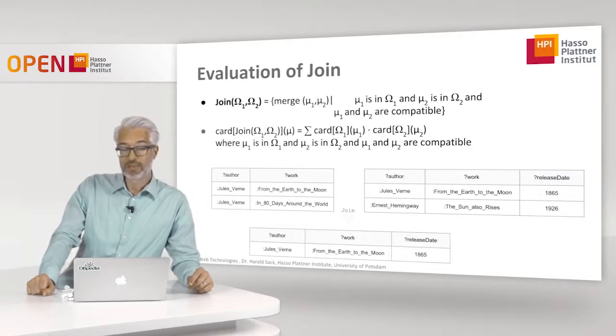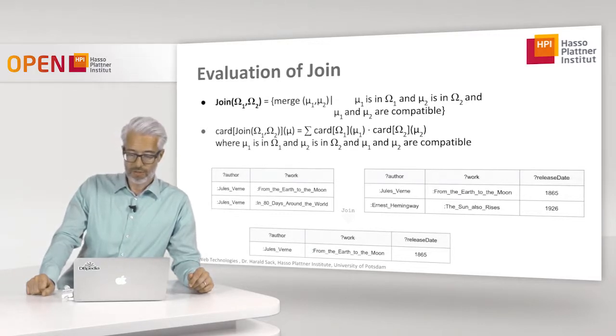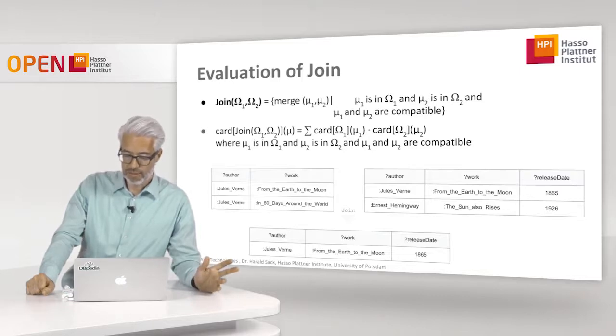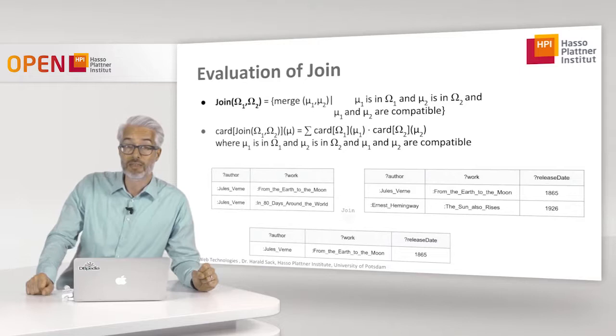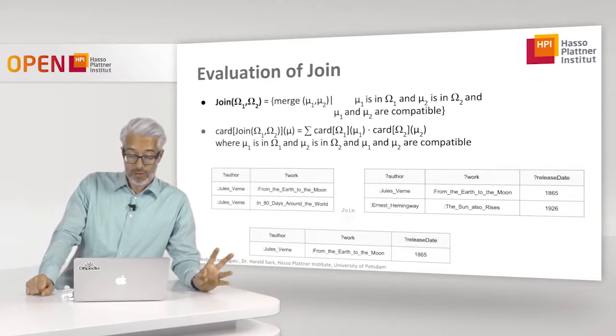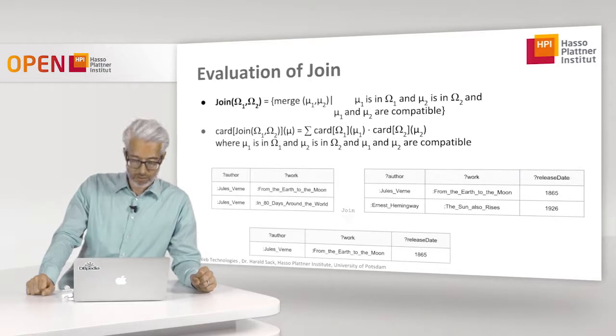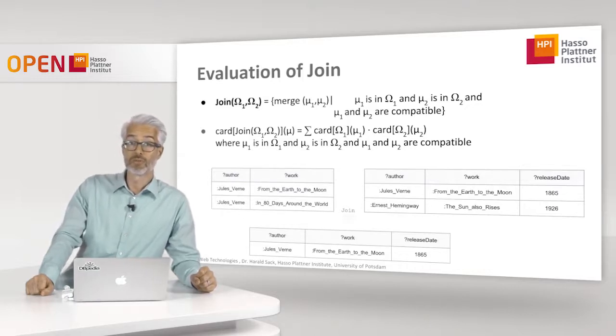And the second one contains three columns, which are author, work, and release date. So we have here the authors Jules Verne and Ernest Hemingway, the works From the Earth to the Moon and The Sun Also Rises, and the according release dates. If we now try to do a join on both of them, we first have to look at all the variables which occur in both of the tables. This is author and work. Then we have to look at the solutions which are really compatible, so we have to look for which bindings are similar. We have here Jules Verne and From the Earth to the Moon, and in the other table we also have Jules Verne and From the Earth to the Moon. These are the only ones which are compatible.